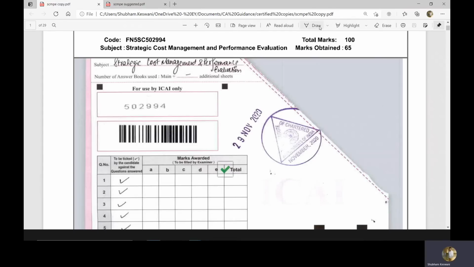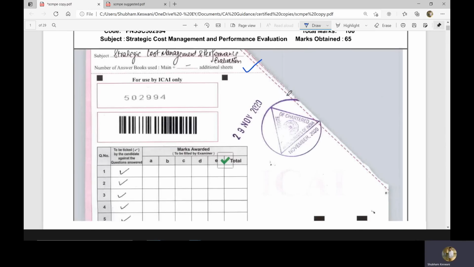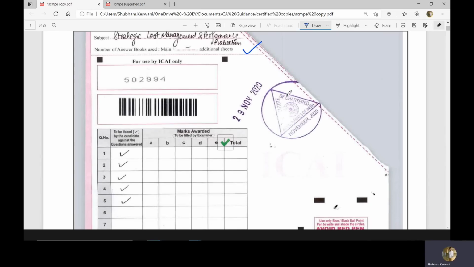Hello everyone. So in this video, what we'll be doing is that I'll be doing the analysis of my certified copy of strategic cost management and performance evaluation. And in this video, the primary focus would not be on understanding the concepts of SCMPE. I am sure that you can very well understand them by going through the study material.